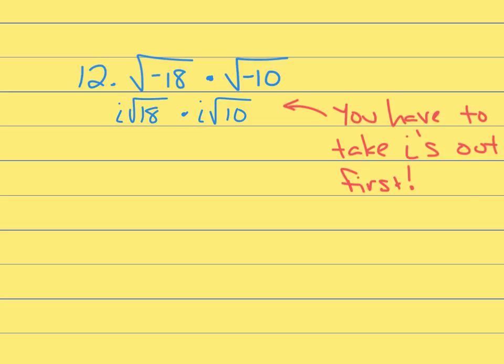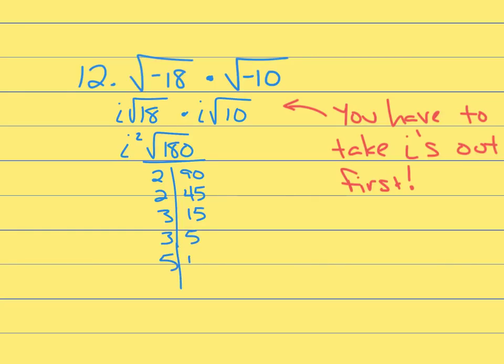So i times i is i squared, and then you've got 18 times 10, which would be 180. Then just depending upon how you want to break it down, you can do your T-chart or whatever it is that you want to do. 180 is 2 times 90. 90 is 2 times 45. That'd be 3 times 15, and 3 times 5. And then 5 times 1. So you've got your groupings.